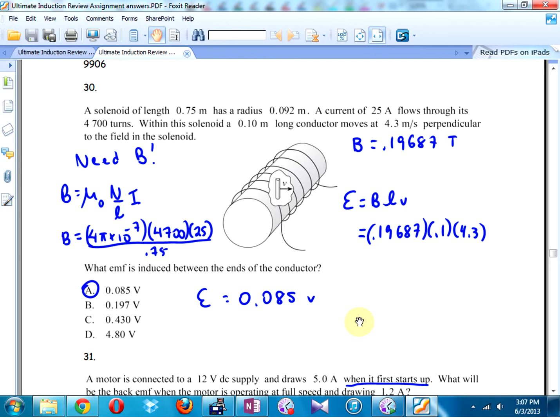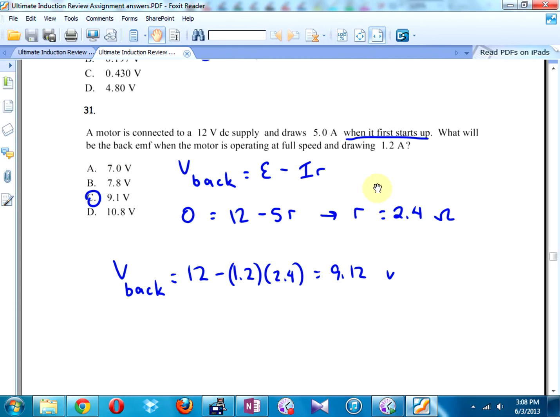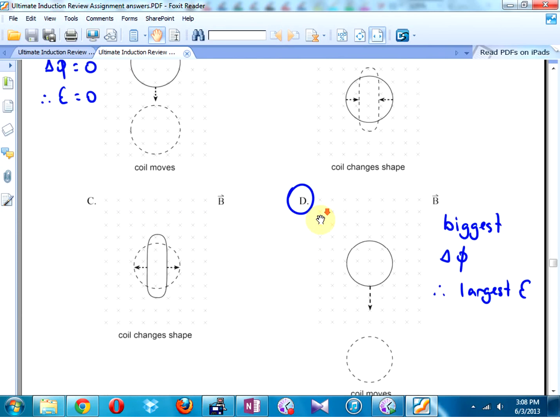Another way is, if I gave you this equation, the BLV, and I said find the velocity, but instead of giving you the voltage, maybe I gave you a small circuit, and you knew the current, and you knew the resistance, and you had to find the voltage, and then go from there. Okay, I think that would be a little more Physics 12-ish, if that's a verb or adjective. 31 again, same idea.